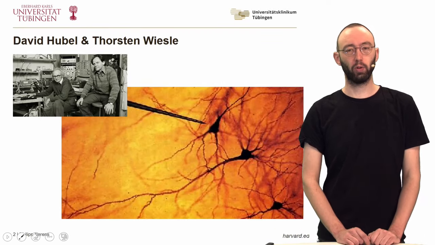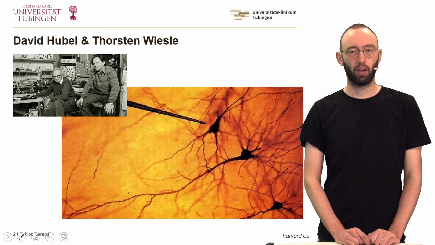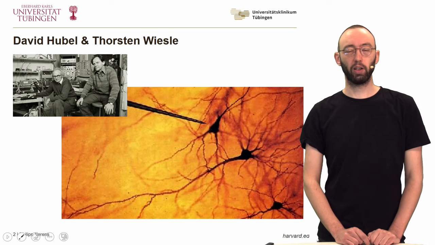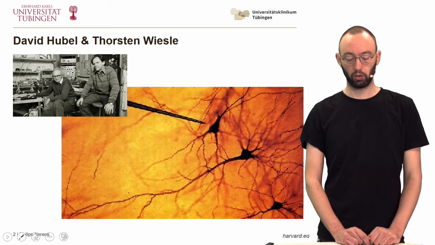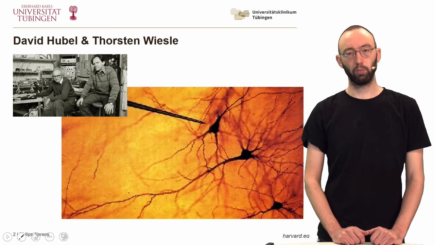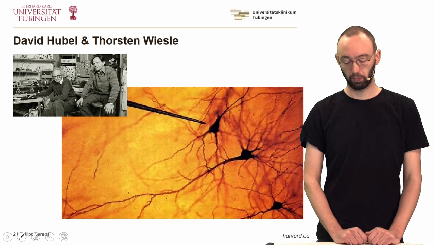So how do we record electrical activity from neurons in the brain? The principal methods to do that really go back almost 70 or 80 years to the work of David Hubel and Torsten Wiesel, who were really pioneers in developing methods to record activity of nerve cells in the brain.